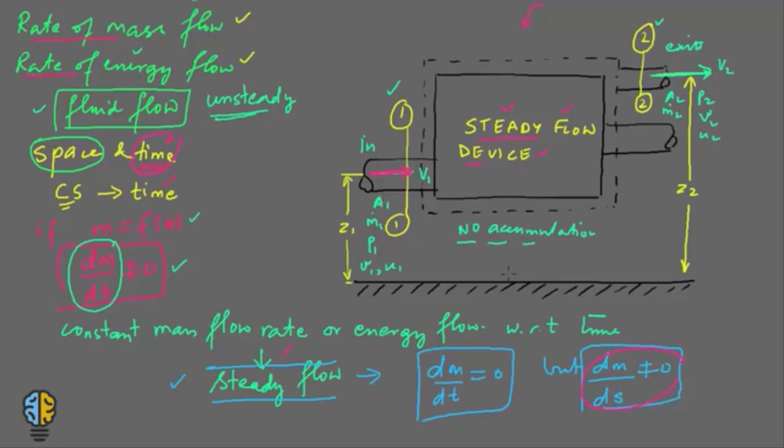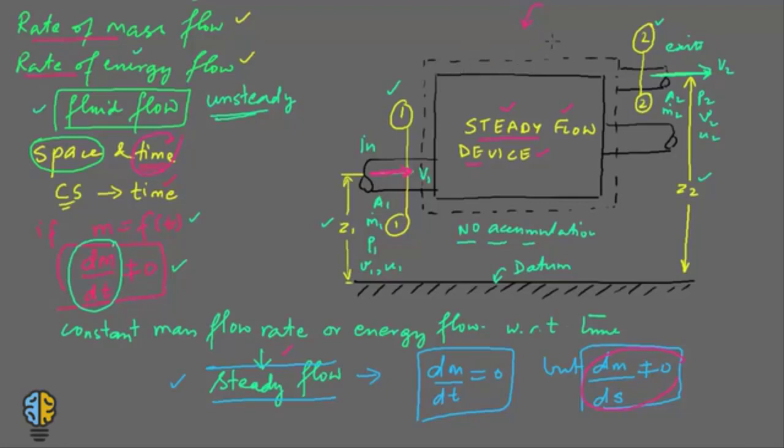And we have this line as our datum or reference line, which is an arbitrary datum. From this arbitrary datum, the elevation of section 1 is Z1 and the elevation of section 2 is Z2.